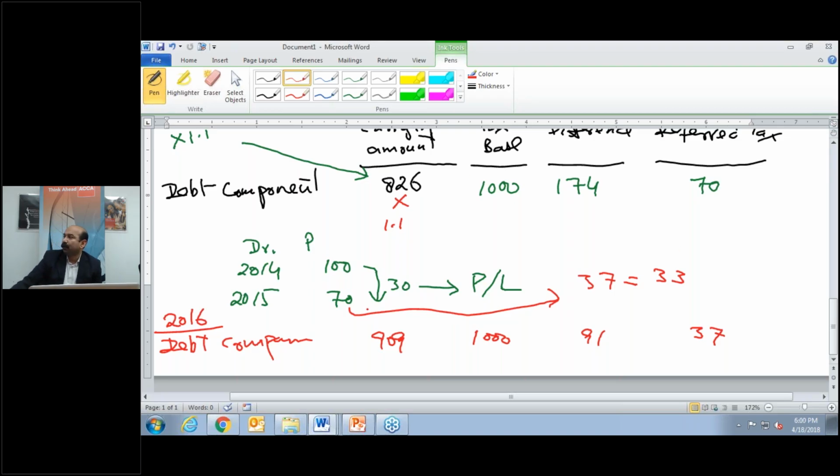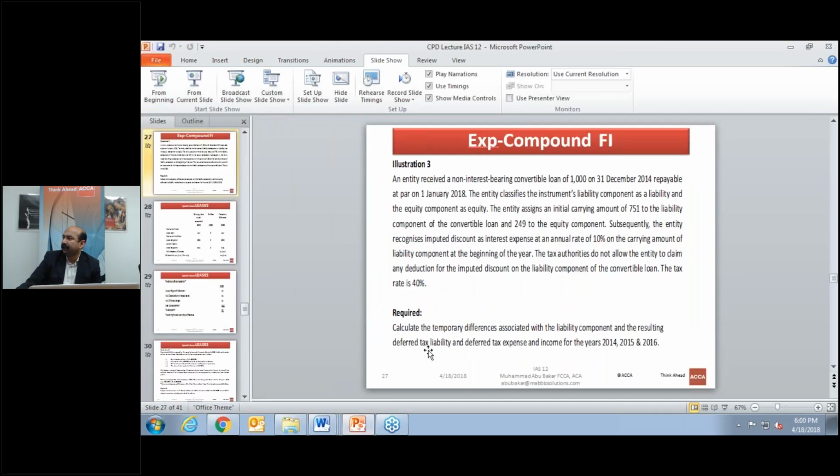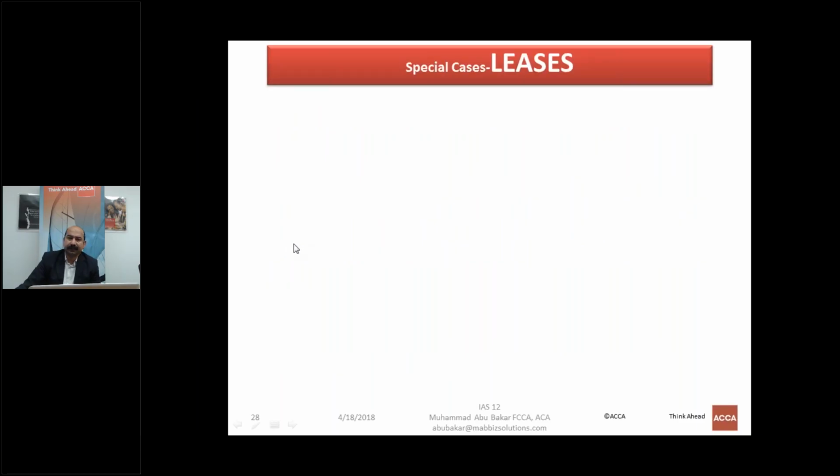Okay, so now move to the next. Next is basically leases. See, for leases, though here I have mentioned International Accounting Standard 17, in fact the same principle will apply under IFRS 16.